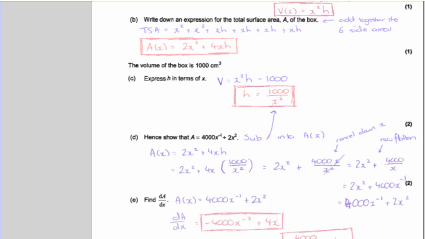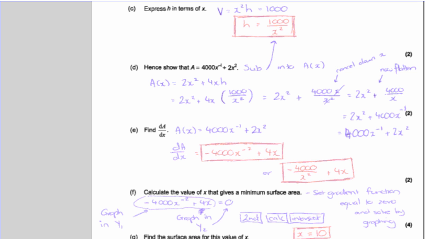Something I forgot to write here was, oh no, sorry, this is the original function. This is still the original function. We're just asked to prove that this thing equals that. We just put the 4,000, this thing here goes here, and this thing here goes here, and I just swap them over, the same thing. That's the original function. Now, in part E, we're asked to find the gradient function, A dash of x.